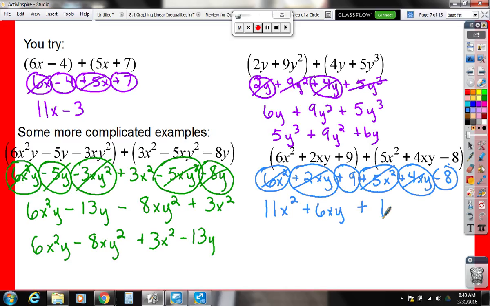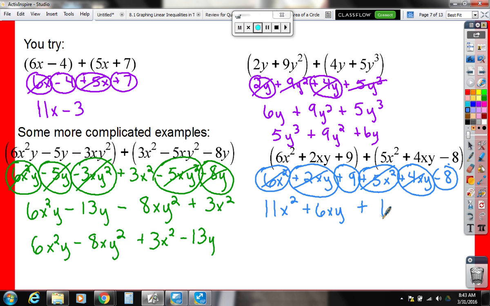Is this in standard form? Yeah, we could consider this to be in standard form. The degree of this is 2. The degree of this x is 1 and this y is 1. Combined, it would be 2. We'll put the x squared first there. Okay, any questions so far?